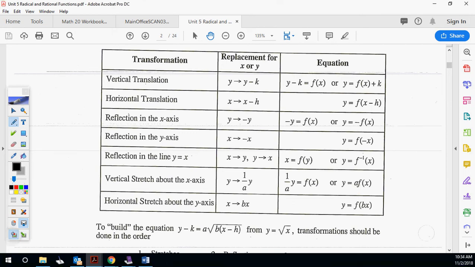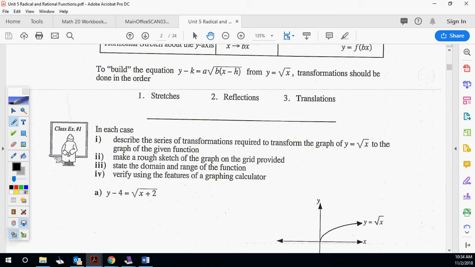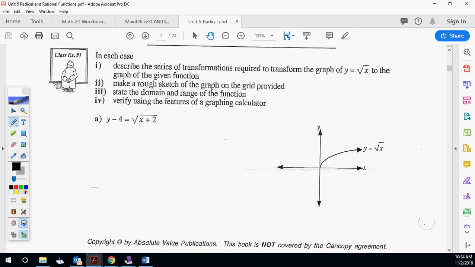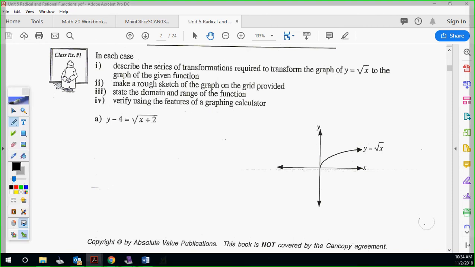Okay, let's look at these here. Again, to build them, we go stretches first, reflections, then translations last, order of operations. All right, here we go. Let's look at this one. Describe the series of transformations required to transform the graphs and write those in words. Make a rough sketch of the graph on the grid provided. State the domain and range of it, and verify using your graphing calculator.